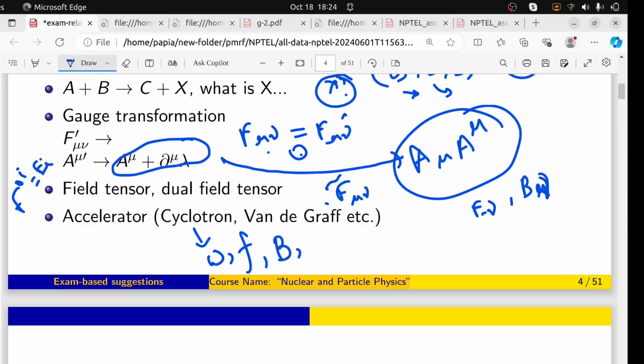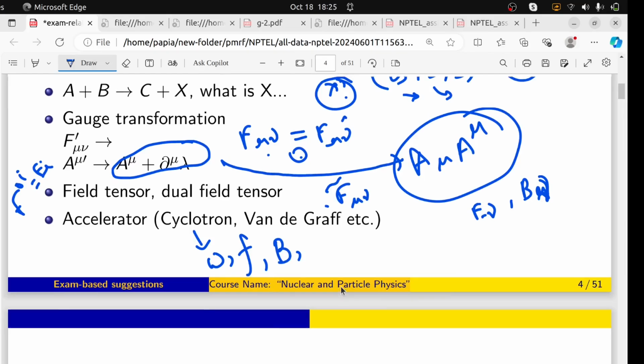Omega is the angular frequency, and f is the frequency, B is the magnetic field, the value of the magnetic field. They can ask the value of the magnetic field, I mean, what will the magnetic field be so that the particle will get accelerated in the cyclotron. This type of thing, you know all these things very well, so I'm not going to tell any detail of these things.